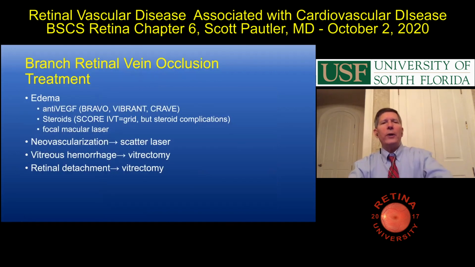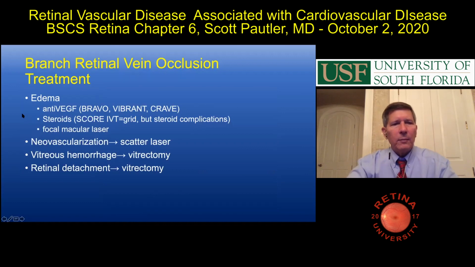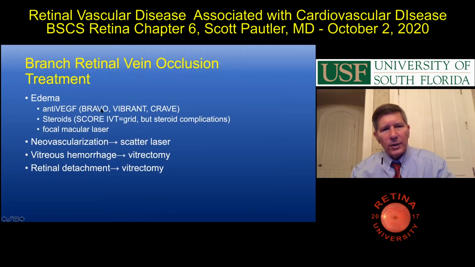So how do you treat branch retinal vein occlusion? Well, it depends upon what complications that you are dealing with. Most commonly, you're going to have macular edema accounting for decreased vision. And the standard treatment nowadays for macular edema in this situation is anti-VEGF therapy. And there are a number of studies that show the value of anti-VEGF therapy promptly instituted for best results. Steroids show that they can be a benefit. The SCORE study showed that the intravitreal triamcinolone was more or less equivalent to grid focal laser, but there were steroid complications, cataract, glaucoma, so it makes it less appealing as a first-line treatment.